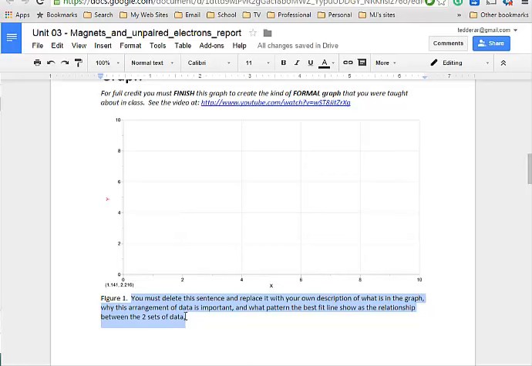Figure labels have to have 3 things in them. What's important, what's in the graph, why it's important, and what the analysis tells you. What does it say about how the independent variable is affecting the dependent variable? That's the analysis I want you to write in your figure label.